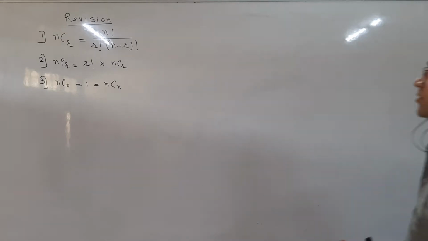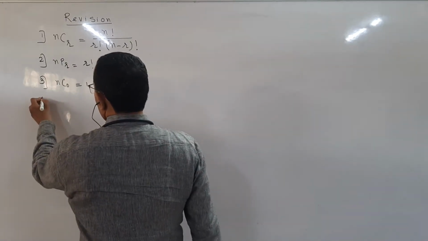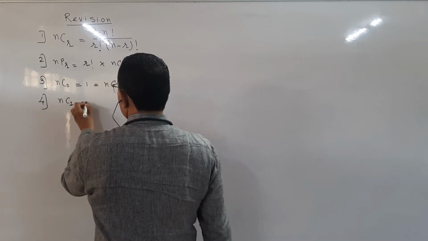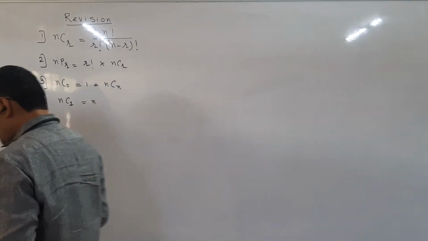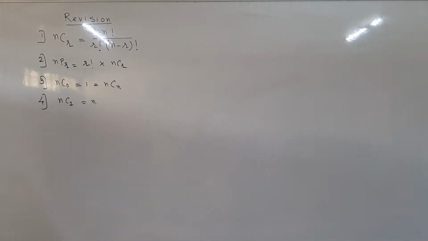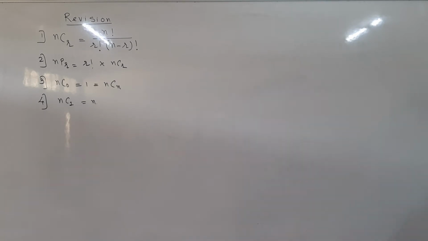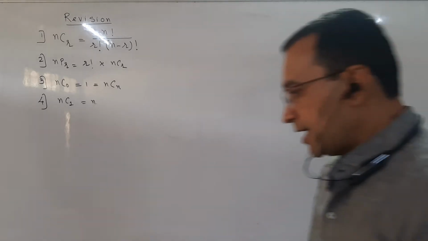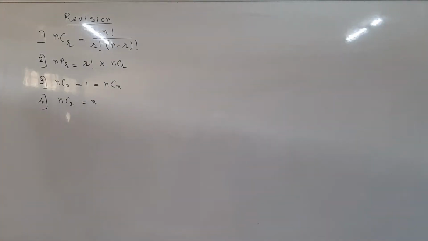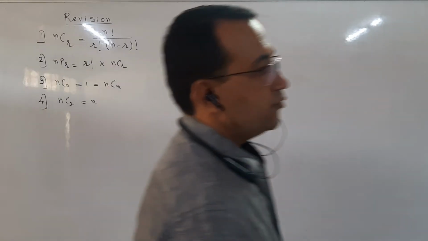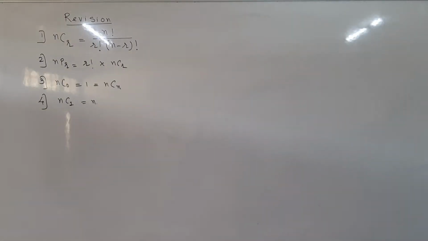Then, students, fourth, nC1 is equal to n. Given 4 pairs of shoes, I can select any one in 4C1 ways. Given 10 different pens, I can select any one in 10C1 is equal to 10 ways. In general, given n things, I can select one in nC1 is equal to n ways.